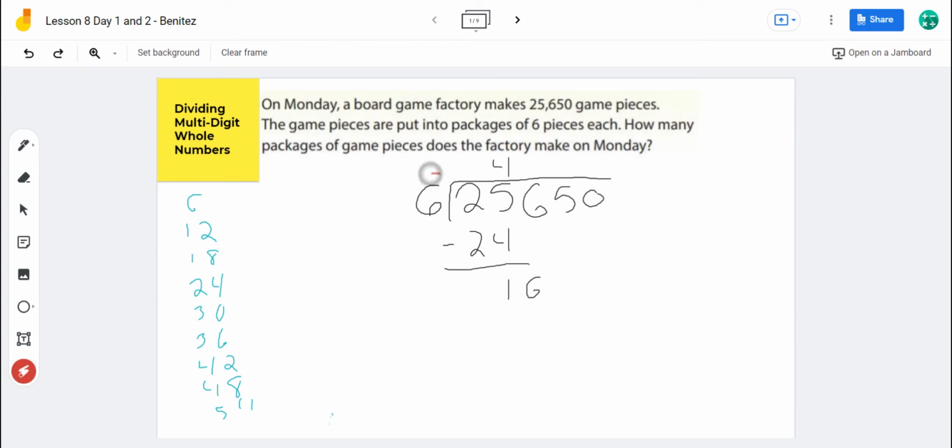So how many times does 6 go into 16? 1, 2, 18 is too big, so that means 2, because 12 is the biggest multiple of 6 before passing 16. 16 minus 12, what do you get? 4. Bring down the next digit. Now I want you to take a pause here. How many times is 6 gonna go into 45? Seriously, pause it and try the next step on your own.